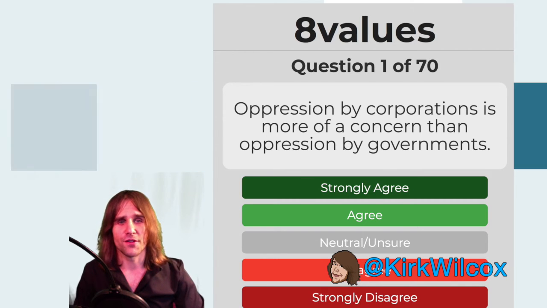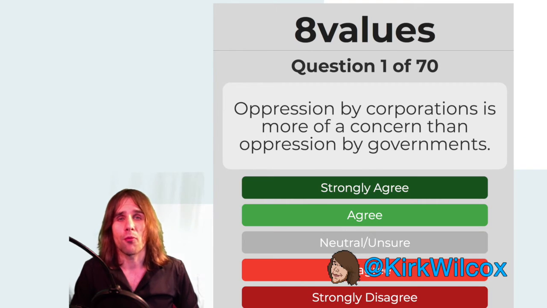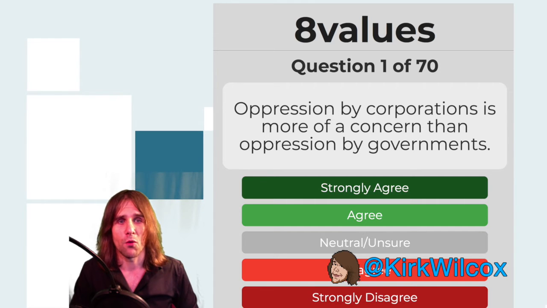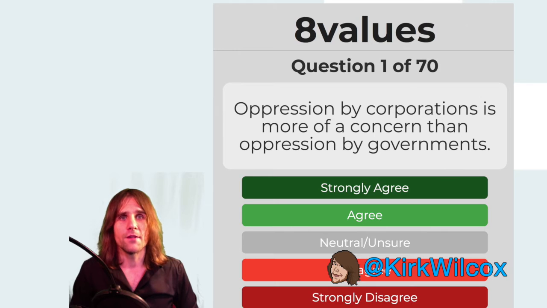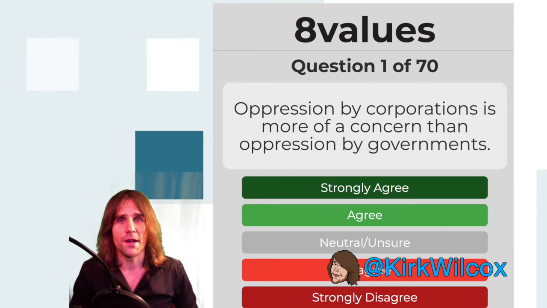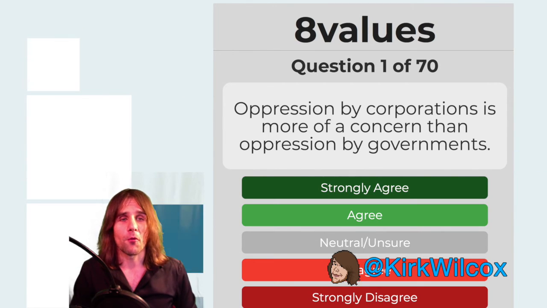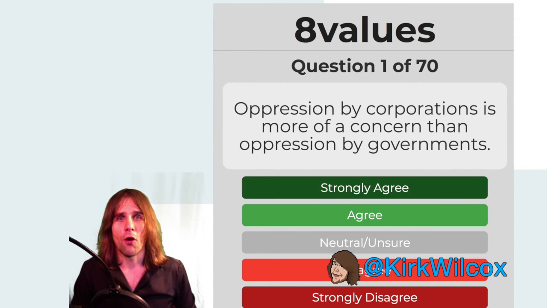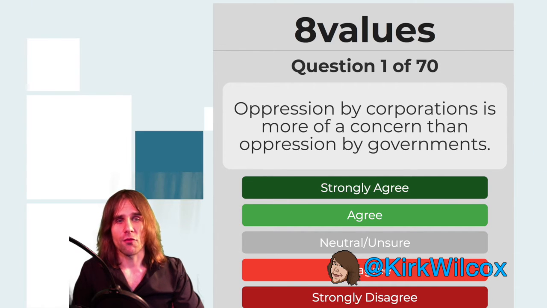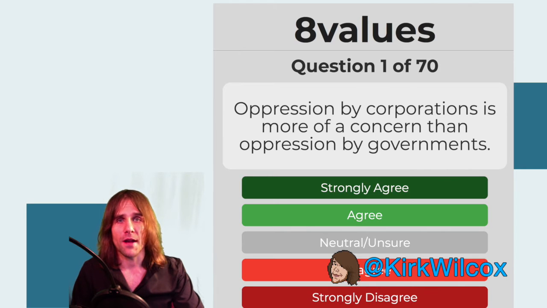Oppression by corporations is more of a concern than oppression by governments. Corporations cannot be oppressive. If a corporation doesn't like what you're doing, whether you're a customer or an employee or just a private citizen, their only means of dealing with you is by not dealing with you at all. A corporation cannot hire mercenaries or military to wage war against you. A corporation cannot blow up your house. A corporation cannot send authorities after you to haul you off to prison and lock you in a cage. So the obvious answer here is strongly disagree, but even then, it plays into this false notion that a corporation can be oppressive when they cannot.